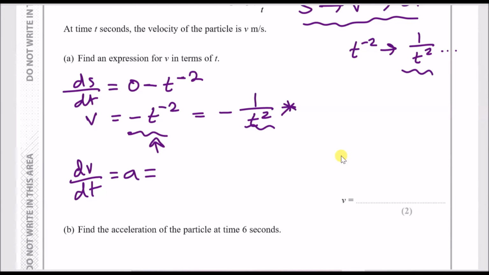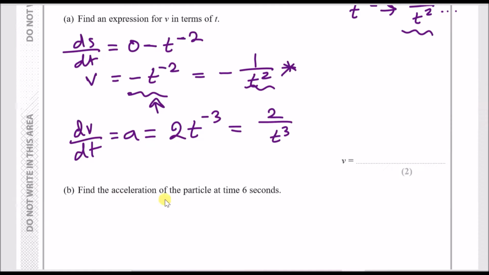So differentiating this one, you drop minus 2 down, you get plus 2t. Subtract this power by 1, you get minus 3. Okay, and again, this can be rewritten as 2 over t cubed. Now they're saying find the acceleration of the particle at 6 seconds. So in other words, at t equals 6.